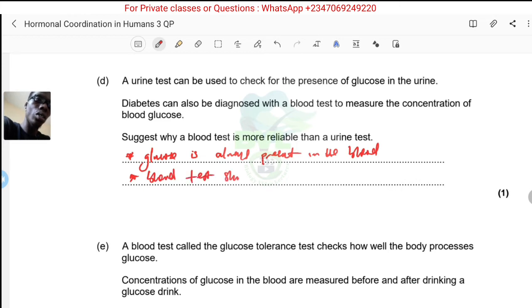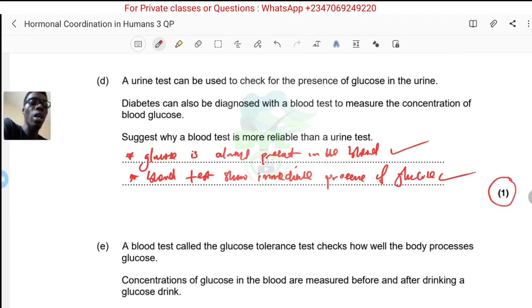Blood test shows immediate presence of glucose. There are also other factors that could make you have glucose in your urine, so it's not reliable. Glucose is always present in the blood, but it might not be present in the urine, so you can't rely on that. A blood test shows immediate presence of glucose. So it's a one marker question. I just wrote two answers so you can pick any of the two.